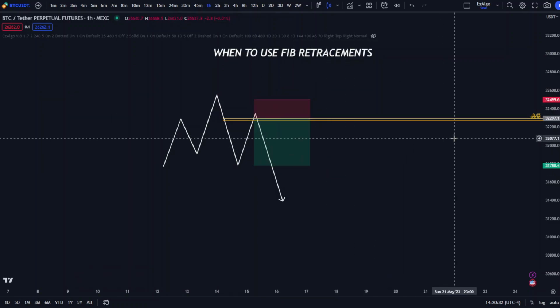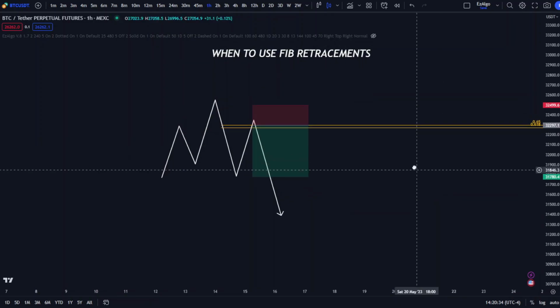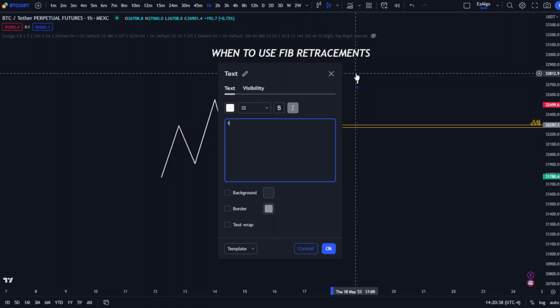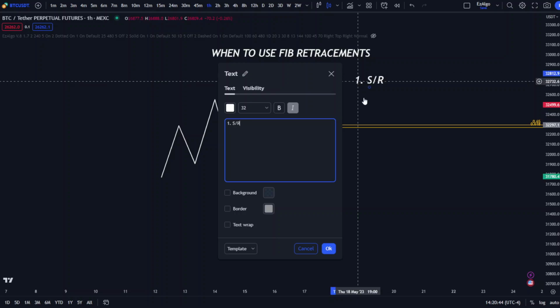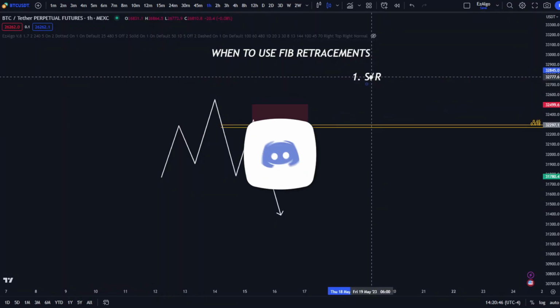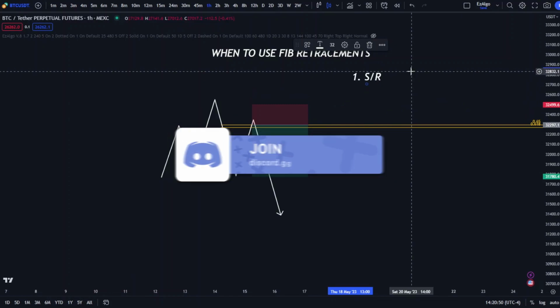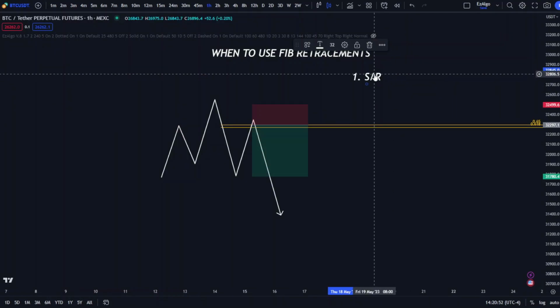Now, when you're using the golden pocket, I like to see some sort of confluence, right? So I'll mark this out right here. I don't want to enter solely off of the golden pocket. I need to see confluence. So the first piece of confluence I like to see is a key support or resistance level, right? So a key support or resistance level where buyers or sellers have stepped in previously, you can look for a reaction at that level again.